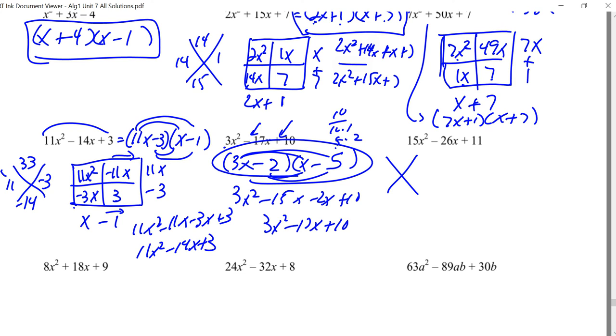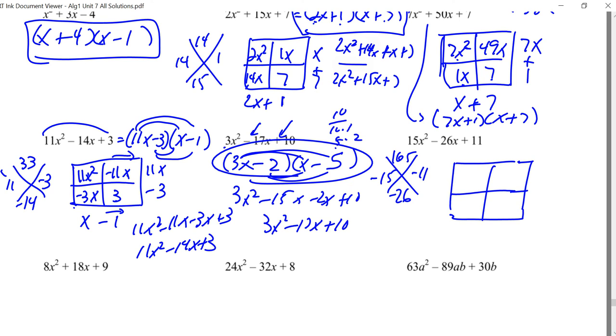Oh, 15 times 11. Oh, that's kind of cute. 165. The middle term, negative 26. Oh, this is just nasty. So I need the factors of 165 that give me negative 26. And they're both negative. Oh, that's easy. 15 and 11. That was kind of nice. So now we do the box.